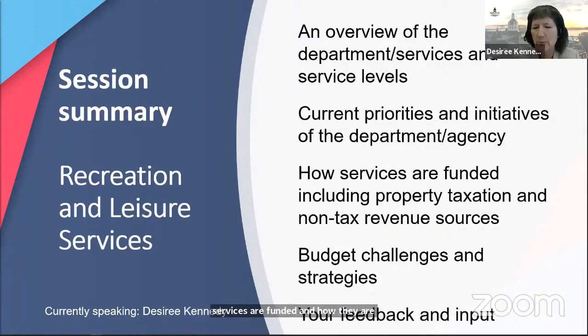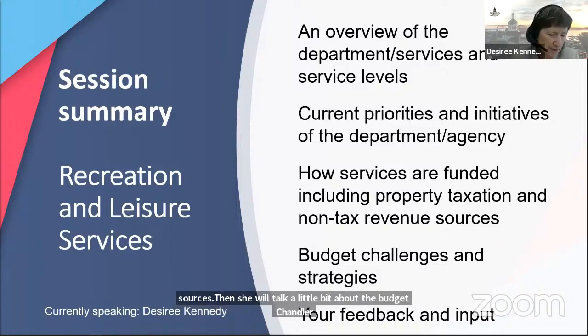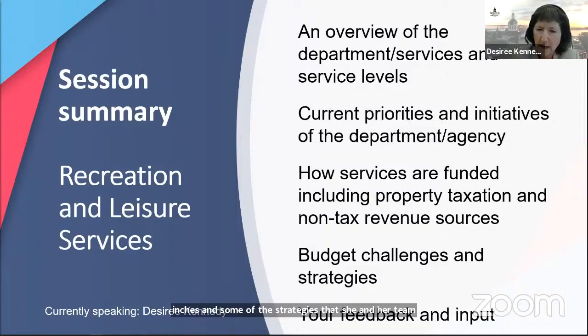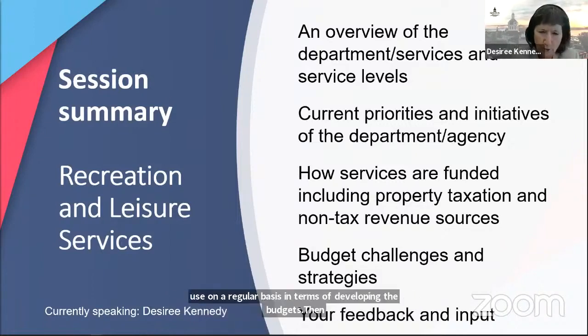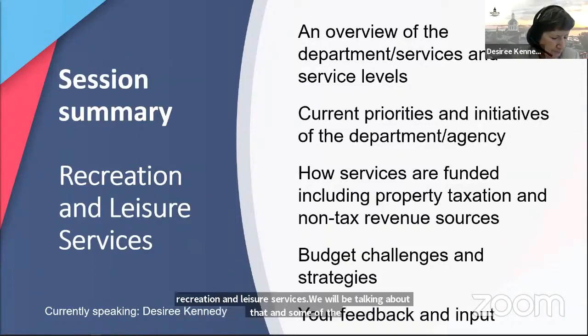Then she's going to talk a little bit about the budget challenges and some of the strategies that she and her team use on a regular basis in developing the budgets. Finally, at the end, we certainly will be looking to you for some feedback and input around recreation and leisure services. We'll be talking about some of the specific things that we'll be looking for after Lacricia is done. Next slide, please.